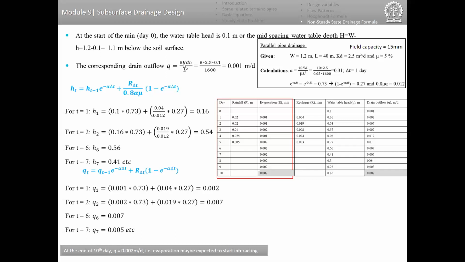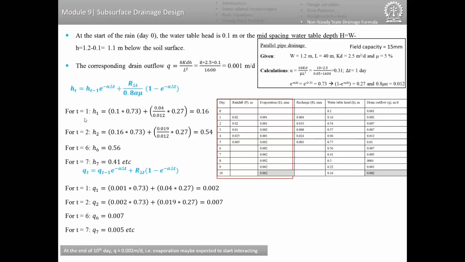KD is known to us, that is 2.5. H is known from the problem, 0.1, divided by L square, that is 40 square. So Q initially is 0.01. So at time t equal to 0, the drainage outflow is equal to 0.01. Now we have to calculate the values for other times. This data is given, and the other things we have to calculate.